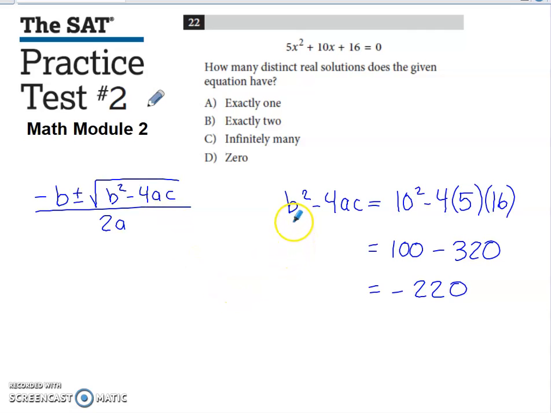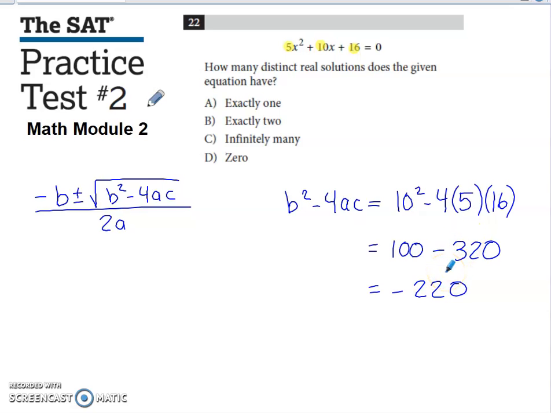So I'm going to look at the value of the discriminant, which is the name that we give for the expression under the root. So b is in front of the x, a is in front of the x squared, and c is the value that's by itself. So if I plug 10 in for b, 5 in for a, 16 in for c, what I end up with is 100 minus 320.